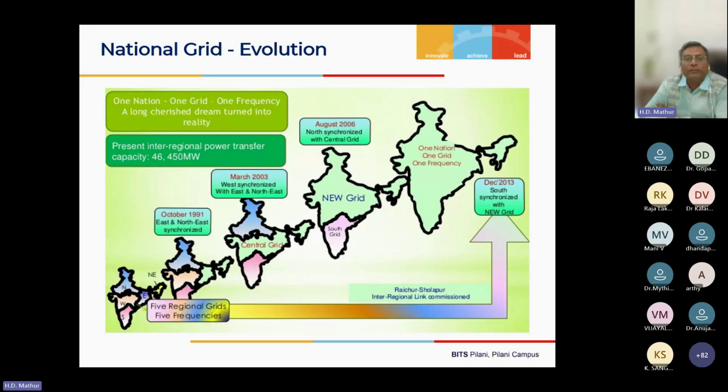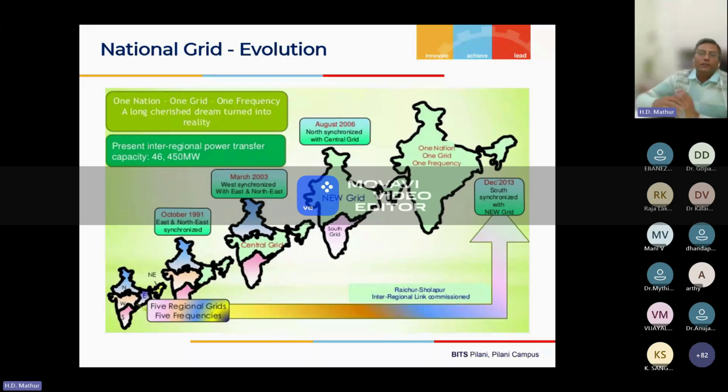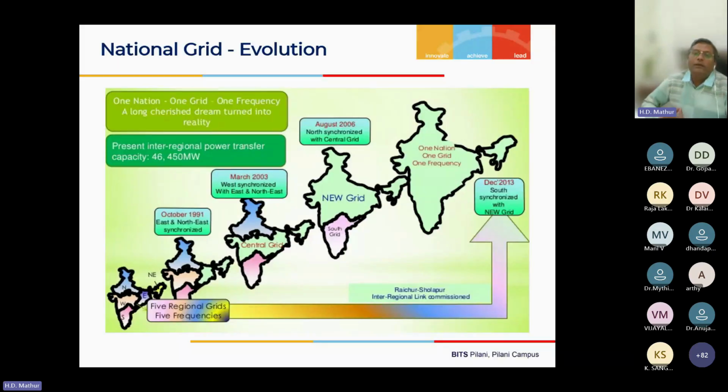So this is one of the major landmark achievements that we have made in the electrical energy scenario.